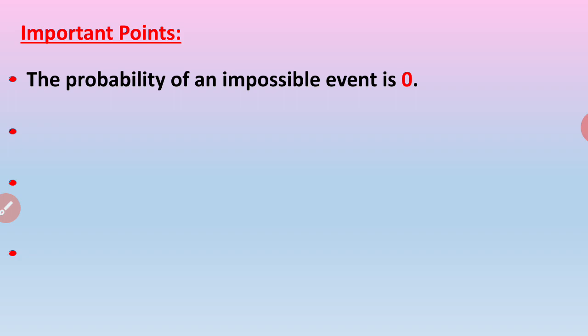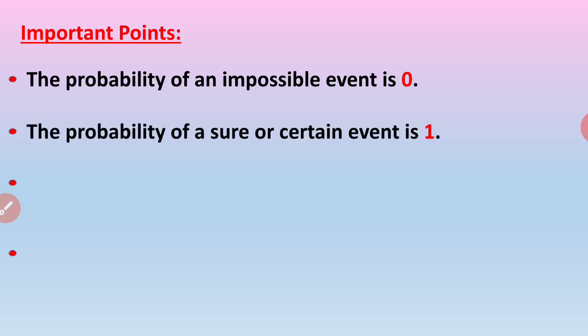More important points to remember. The probability of an impossible event is 0. If there is no possibility of an event happening, for example, the sun rising in the west, which is never going to happen, the probability of such an event is 0. The probability of a sure or certain event is 1. So if I take the opposite of it, the sun rising in the east, that is the only possibility. So this is a sure event and its probability is 1.